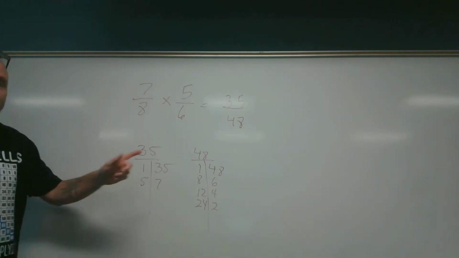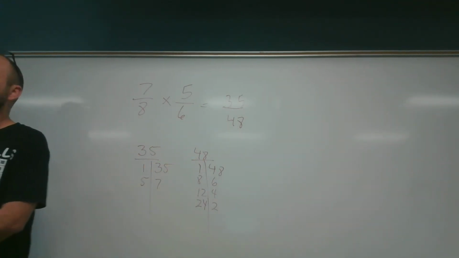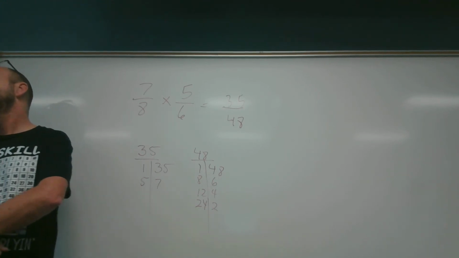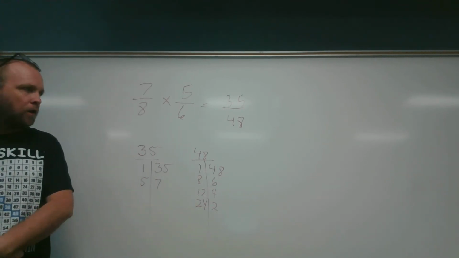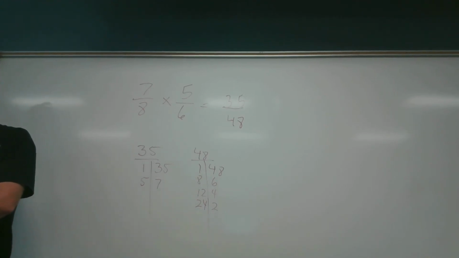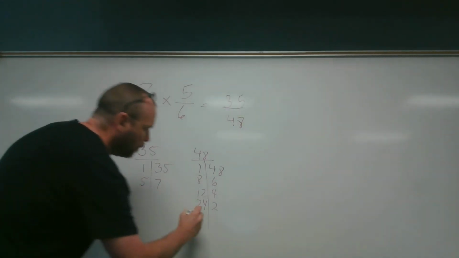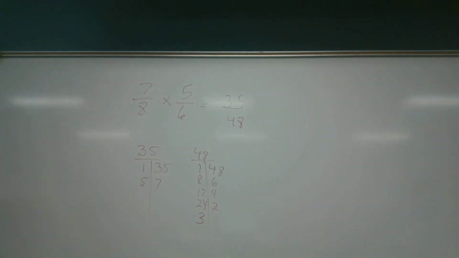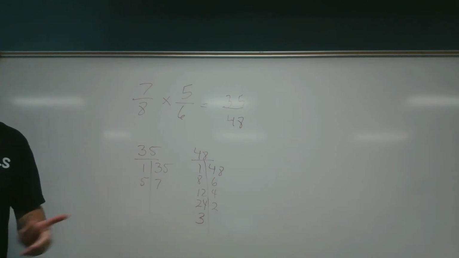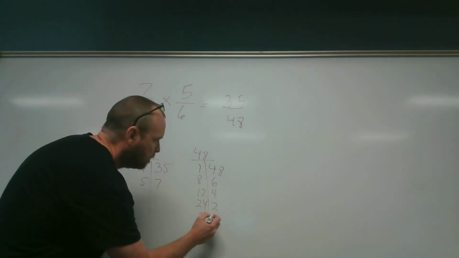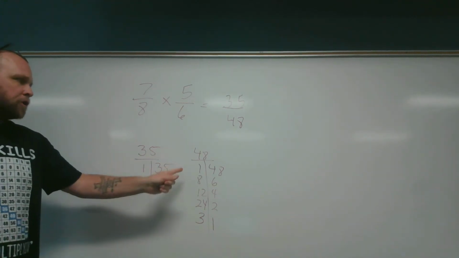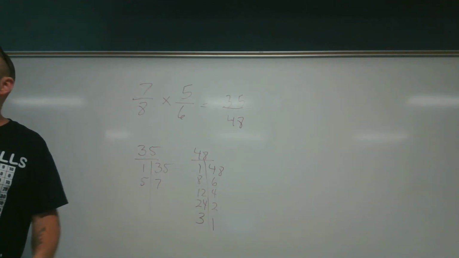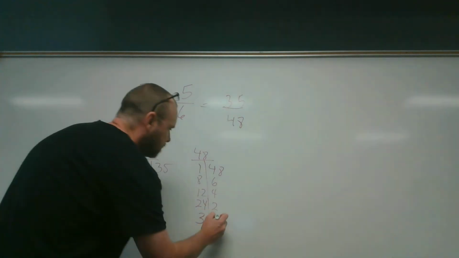Let me ask you this. What is the sum of the digits in 48? 12. Is 12 a multiple of 3? Yes. So that means 3 is going to be a factor of 48. So 3 times what? How many times does 3 go into 4? 1. And then you subtract, you get 1. How many times does 3 go into 18? 6. So 3 times 16.